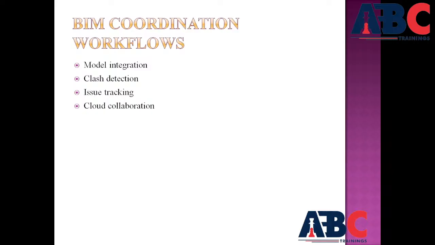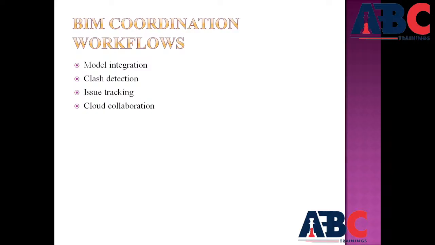Model integration. Each discipline, such as architecture, structural, and MEP, develops its own BIM model. These models are linked and merged into a single comprehensive model using tools like Navisworks or BIM 360. Next one is clash detection. Clash detection is one of the most valuable aspects of BIM coordination. The combined model is analyzed to identify spatial conflicts, for example, an HVAC duct passing through a beam or a pipe intersecting a wall.